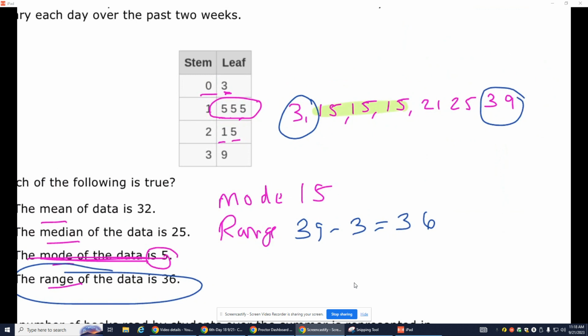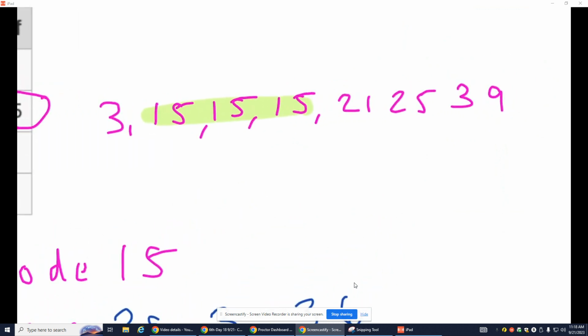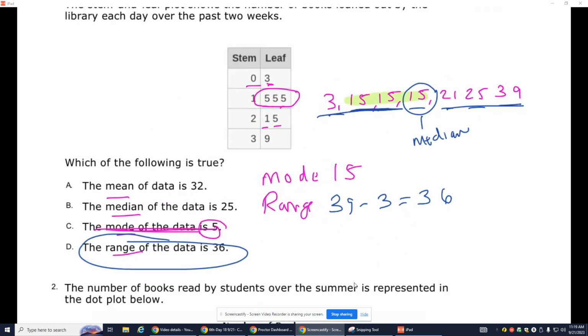So remember our median, of course, is our middle number, our middle value. Here I have 1, 2, 3, 4, 5, 6, 7 values. So my middle number is going to have 3 on one side, so these 3, and 3 on the other side. So 15 is my median. That's my median. And so that makes the median not 25, it's actually 15.